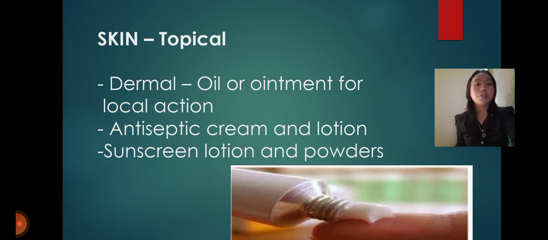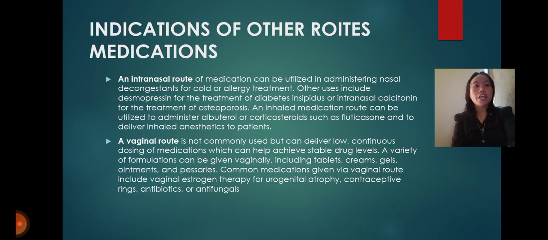Dermal oil or ointment for local action, antiseptic cream and lotion, sunscreen lotion and powder. So these are other routes, specific to the skin, like for your allergies, ointments applied topically to the skin. So these are the other routes: antiseptic cream and lotion, sunscreen lotion and powders, which you can apply on your skin. So, indication of other routes, medications.